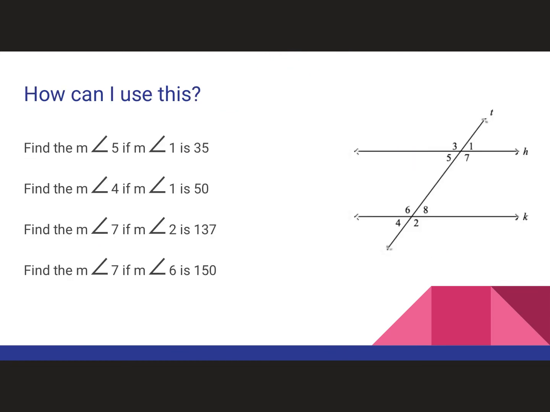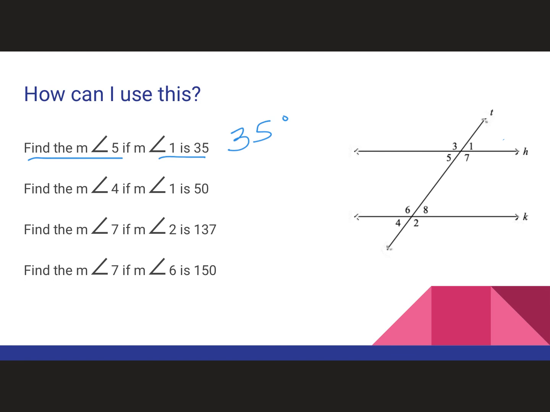So, how can I use this? Well, let's look at this one. Find the measure of angle 5. That's what M of angle means. Measure of angle 5 if angle 1 is 35. So if angle 1 is 35, angle 1 and angle 5 are vertical angles. So that means angle 5 is going to be 35 degrees. I'm going to erase this over here because we're going to keep changing these values.